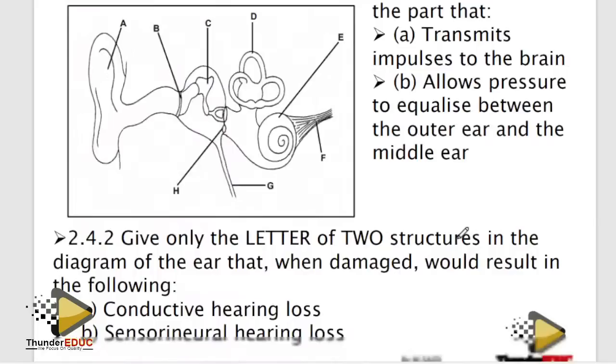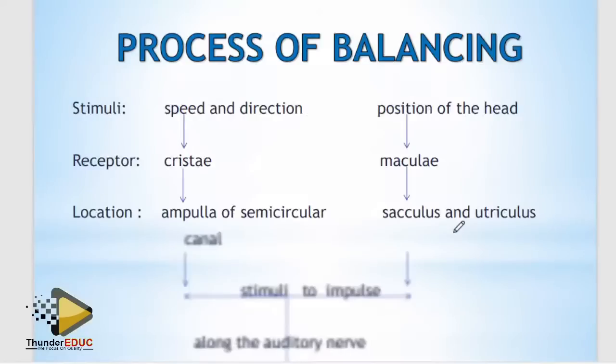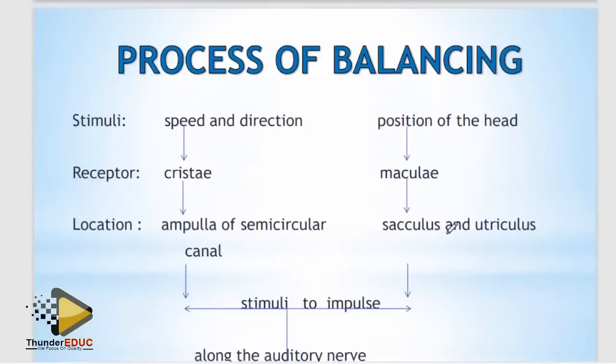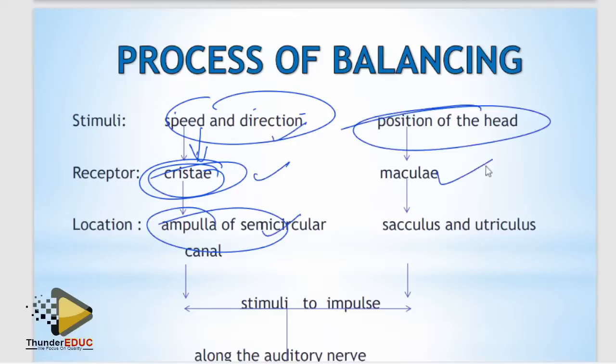Balance. You can use Saidi's model of balance. Change in the speed and direction stimulates the cristae found in the ampulla of the semicircular canal. It's a mark. Change in the position of the head stimulates the maculae found in the sacculus and the utriculus. A mark and a mark.